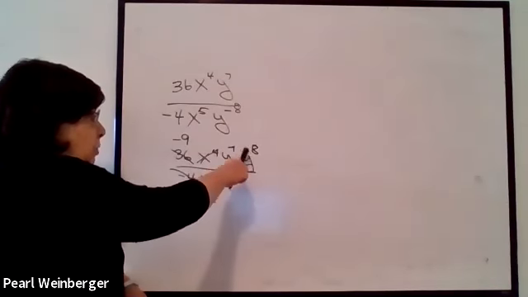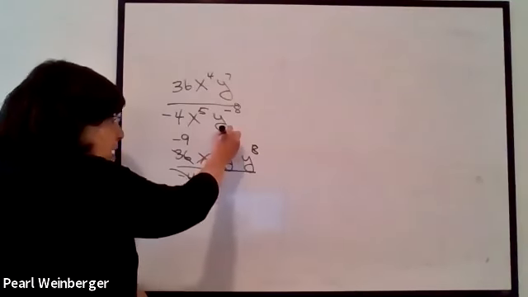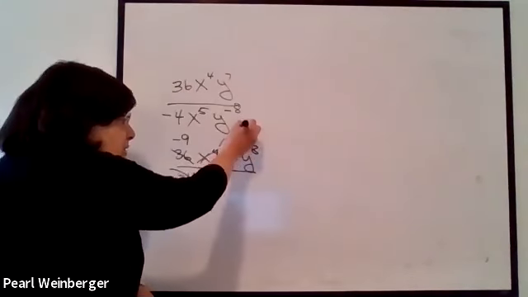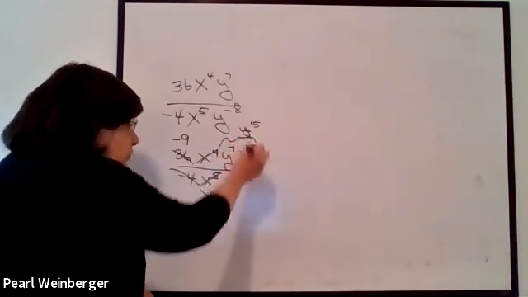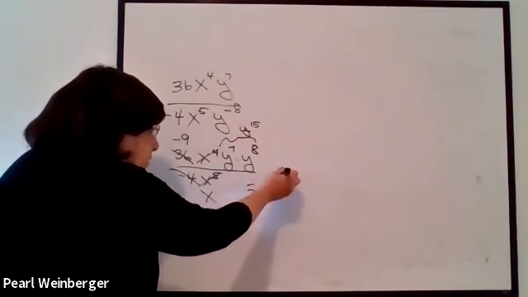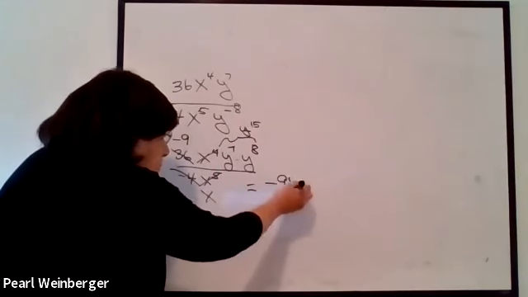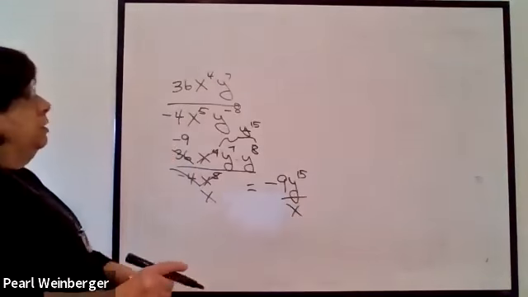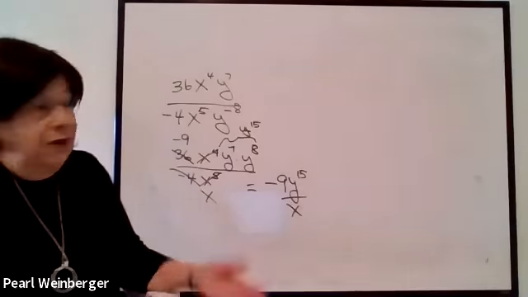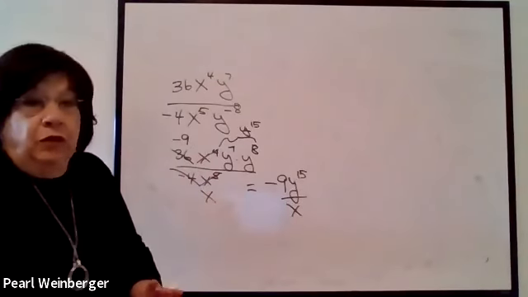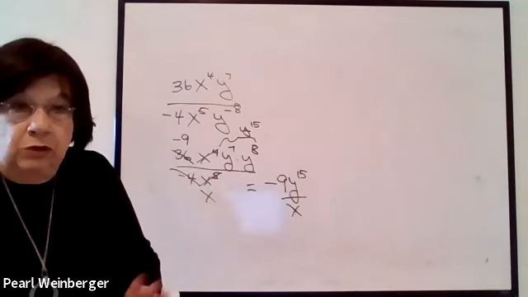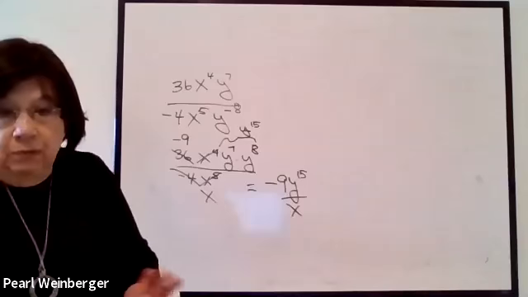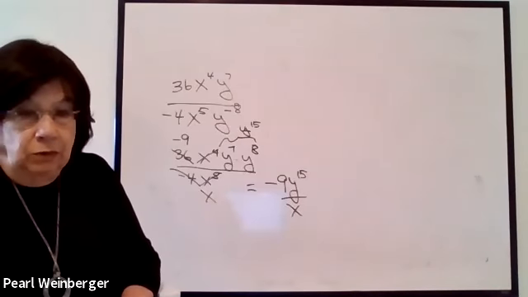The y to the 7 and the y to the 8 are both in the numerator, so when I multiply them, I add their exponents, so that'll give me y to the 15. So my final answer becomes negative 9y to the 15 over x in the denominator. Notice I simplified it because I don't have so many different terms, and I'm left only with positive exponents. When we're simplifying, we don't want to have negative exponents in our answer. If it's possible, we want to get rid of the negative exponents.